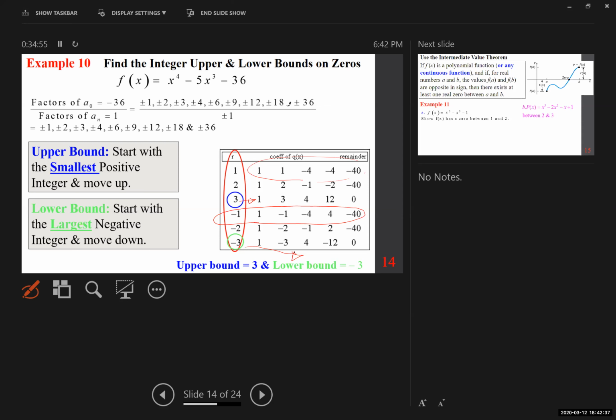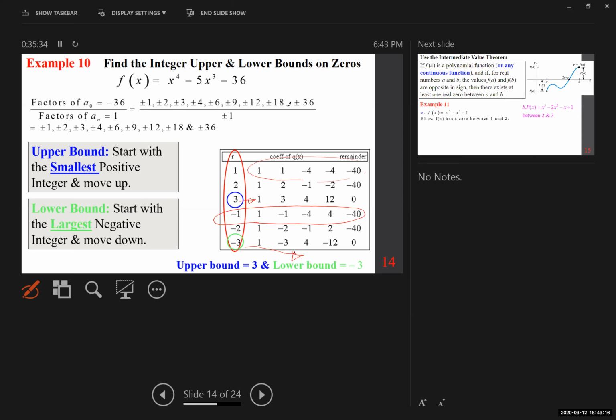I think it is wrong. I could be wrong, but I just tried plugging in 3 to the formula and it didn't work. I got different numbers. 3 to the power of 4 is 81, isn't it? So 3 doesn't do the job. 3 to the power of 4 is 81 minus 5 times 3 cubed minus 36. And that is true, it's not 0 at the end. The remainder is wrong. You're right.